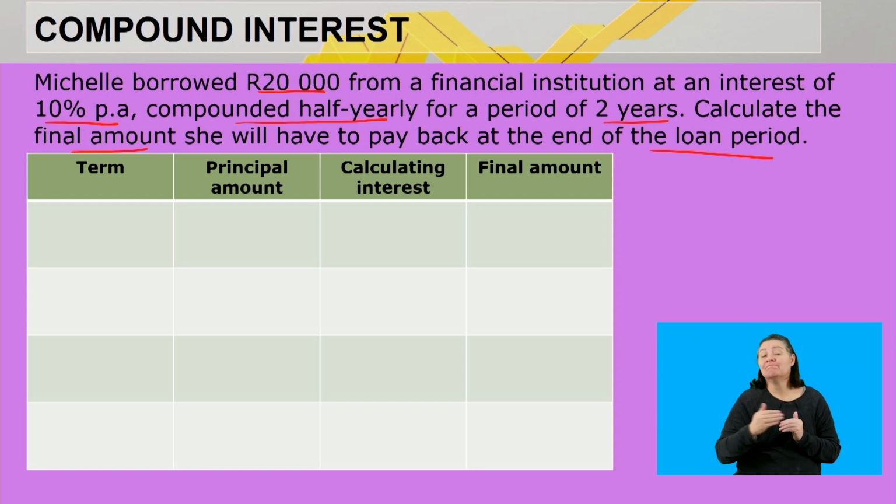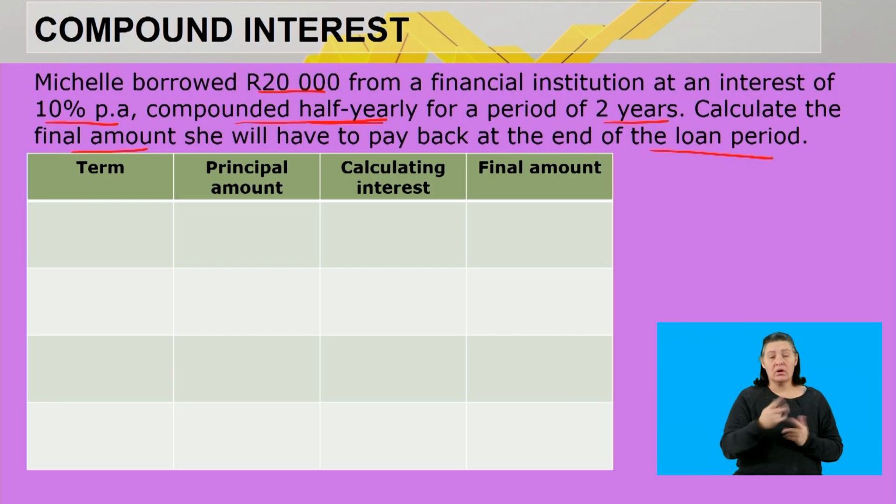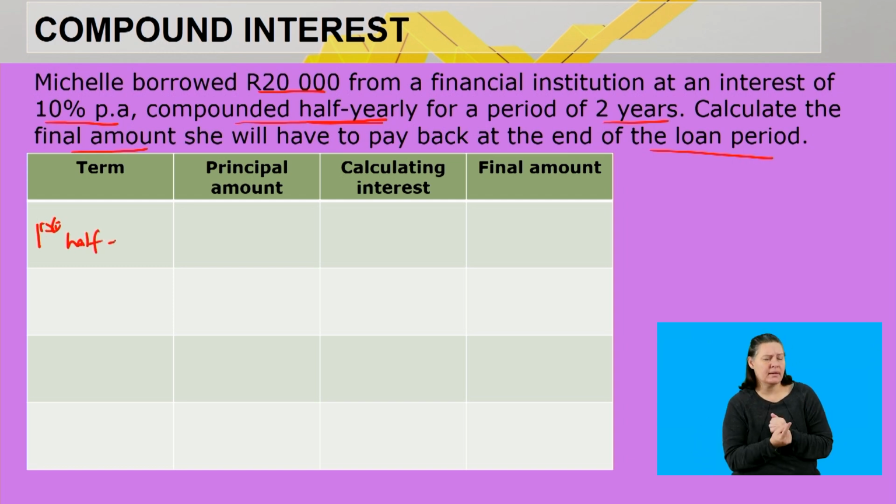So it's over a period of 2 years, compounded half yearly. How many half years will I have in 2 years? Remember, in 1 year, we'll have 2 half years: the first 6 months, thereafter the other 6 months. So in total, over a period of 2 years, there'll be 4 half years. So let's start with the first half year. Let me write there, first half year, what will happen here?